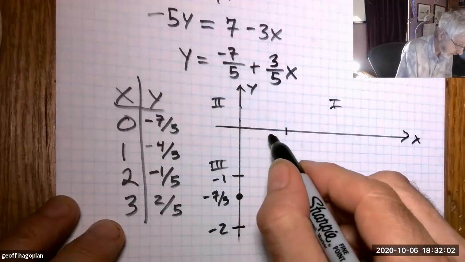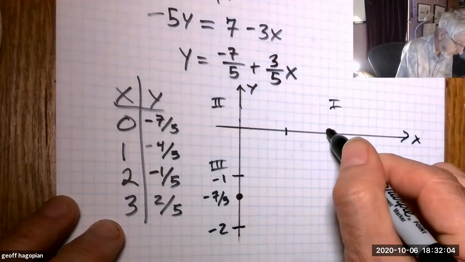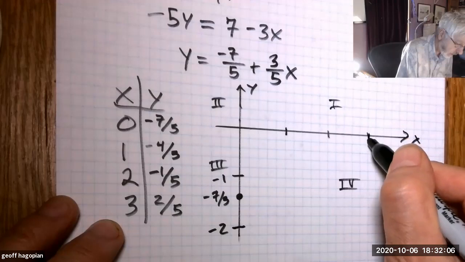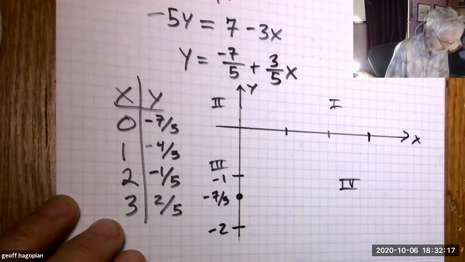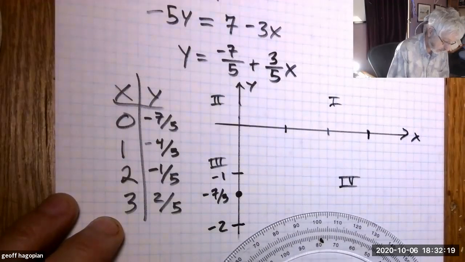So I can count 5, another 5, and another 5 little, are those centimeters? Is this centimeter graph paper? They look smaller than centimeters, don't they? Oh, I have a little measuring thing here.